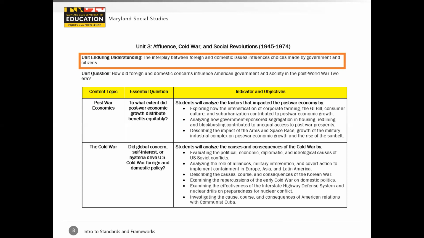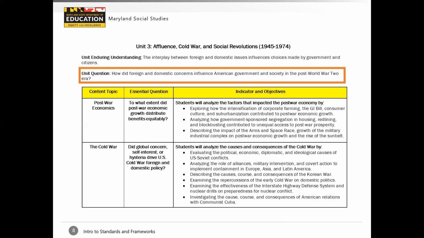Next, the unit Enduring Understanding is the overarching or conceptual guideline for the unit. It explains why this unit is important and connects concepts and process to history and the world today. Then, the unit question. This connects the big ideas in the Enduring Understanding and essential questions to the period of study. Everything in the unit is going to contribute to answering this question.